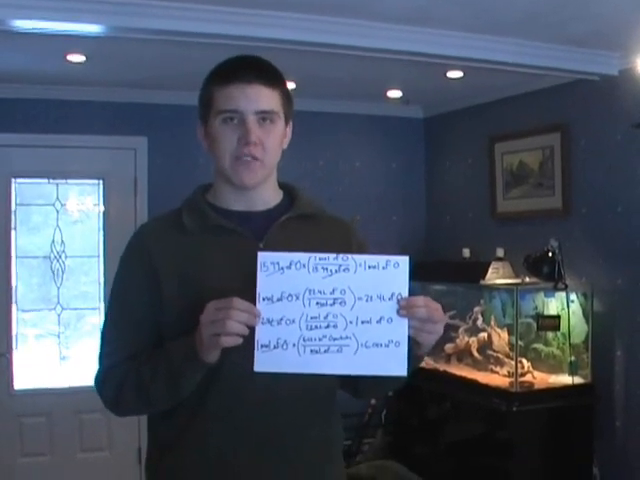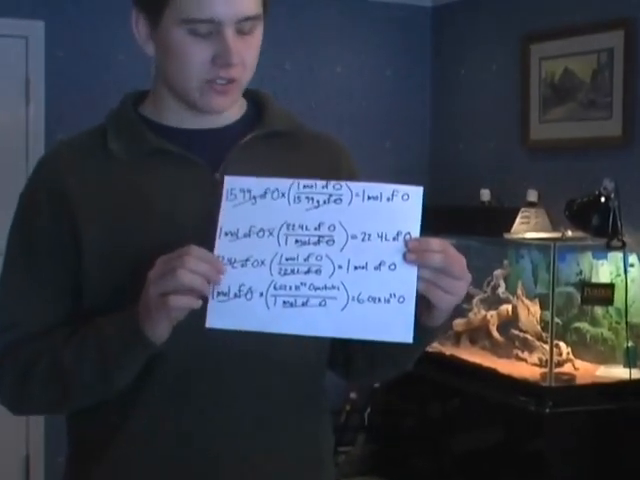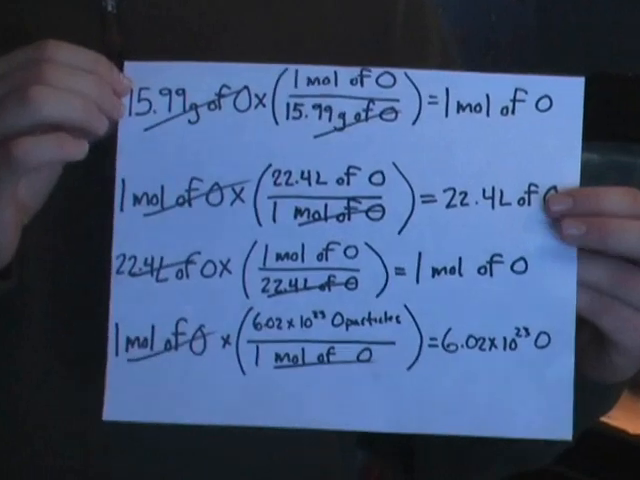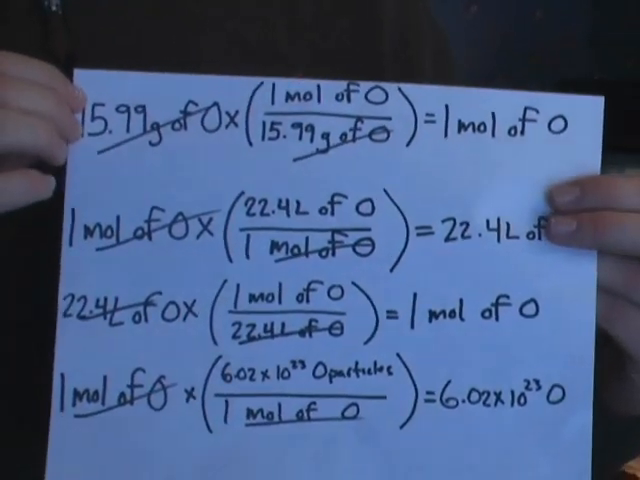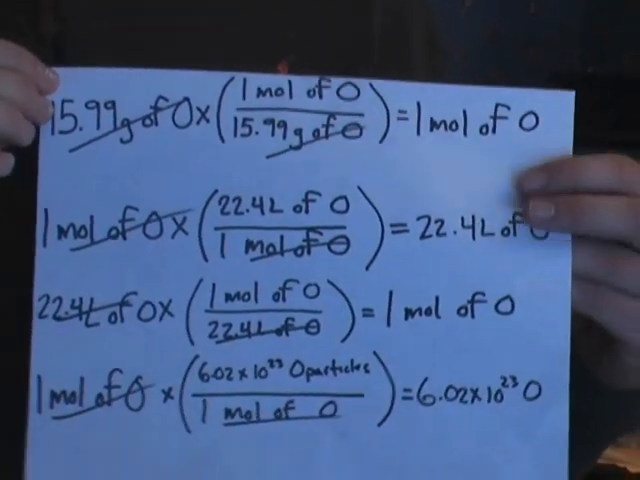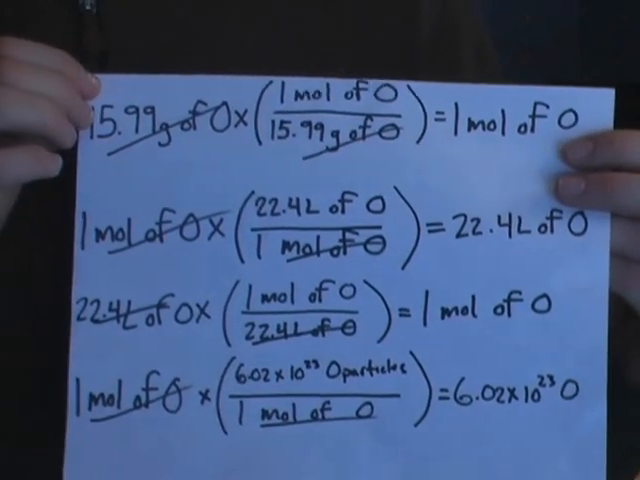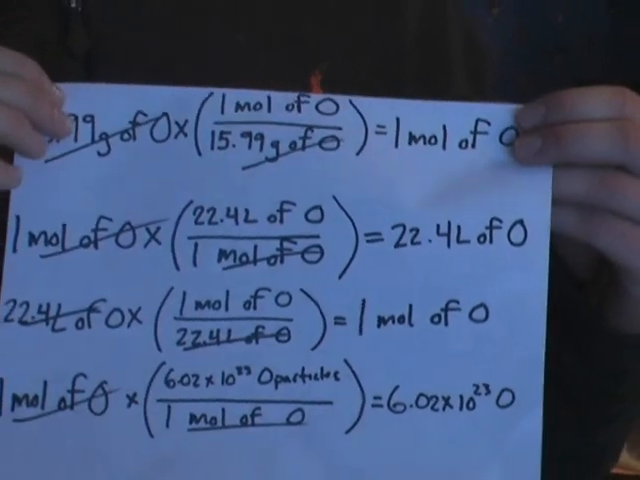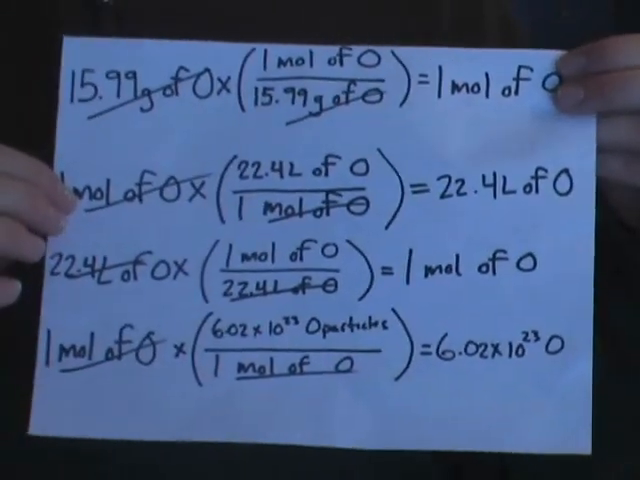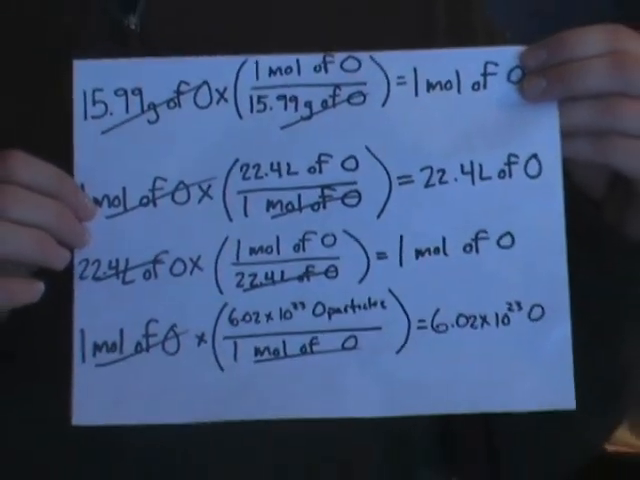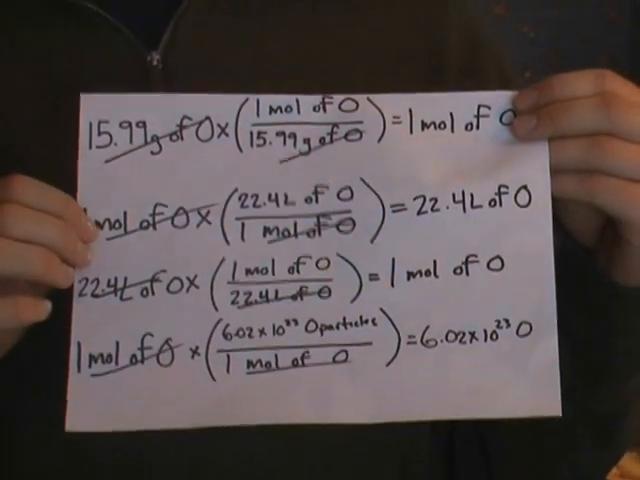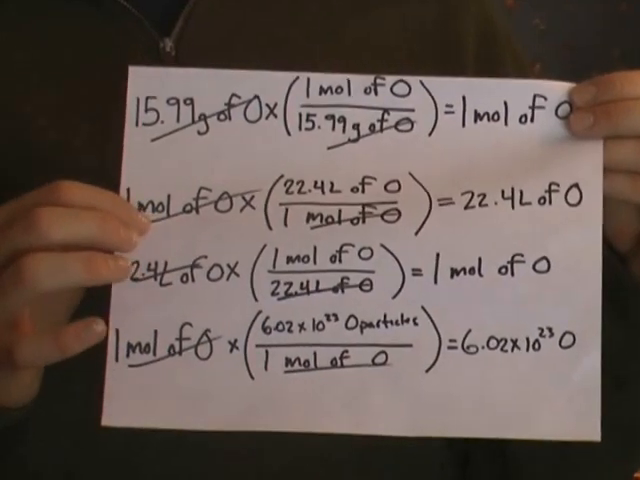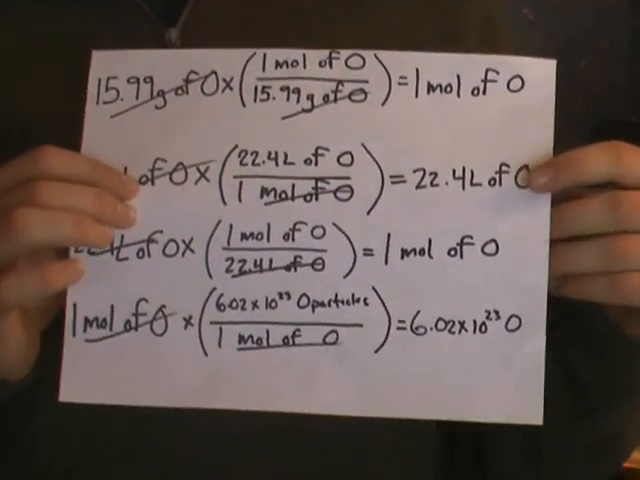In this example, we're trying to figure out how many representative particles are in 15.99 grams of oxygen. To do that, you start with 15.99 grams of oxygen and multiply it by 1 mole of oxygen. By dividing it by 15.99 grams of oxygen, it cancels out the grams, giving you 1 mole of oxygen. Now, you take the 1 mole of oxygen and multiply it by 22.4 liters of oxygen and divide it by 1 mole of oxygen. As before, the moles cancel out and you're left with 22.4 liters of oxygen.